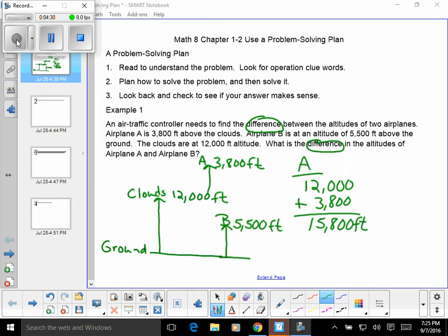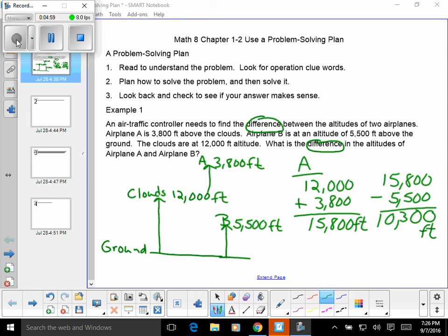Now we can work with the difference between A and B because we have them in kind of like the same terms. They're both above the ground. So our answer is going to be found by taking the 15,800 and subtracting the 5,500. And we'll need a label of 10,300 feet.